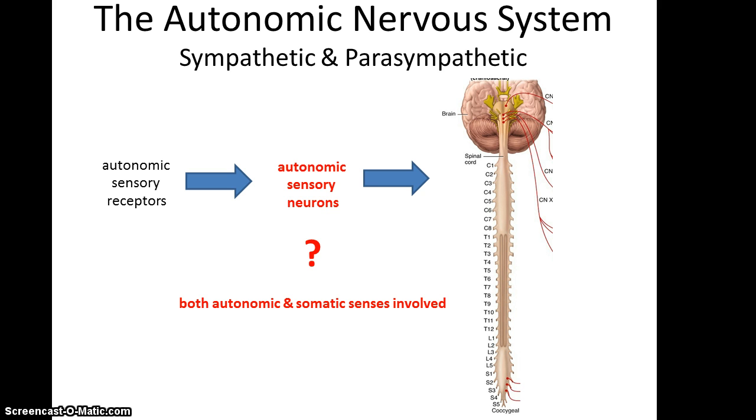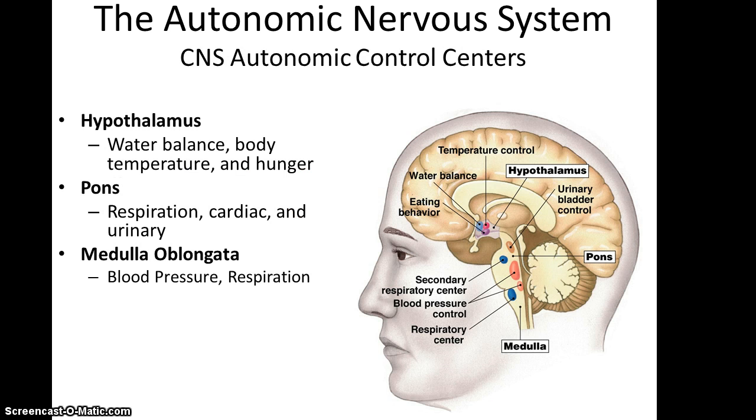And it turns out that for the autonomic sensory neurons, we also can have somatic senses involved in this process. So for instance, if you smell baking bread, you may begin to salivate, something we can't consciously control, but we're receiving through a special sense.